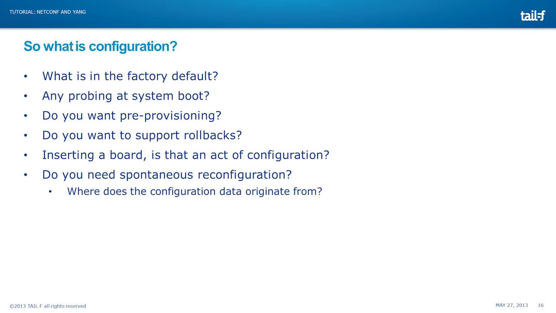Do you want to be able to do some sort of pre-provisioning where you can enter configuration in your system and save it and make it active once some condition happens, such as the insertion of a line card in a chassis? Do you want to be able to support rollbacks of your configurations? All of these sorts of things you need to think of in terms of your modeling and how your system is going to work. It's going to be different in each case, but think about what is configuration in your system, and that will lead you to what you need to model for your Yang configuration.